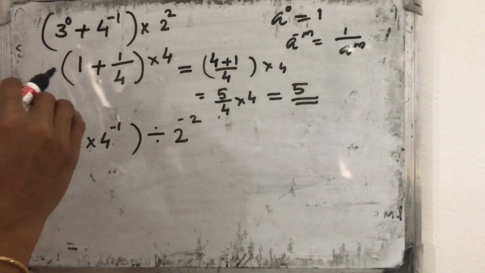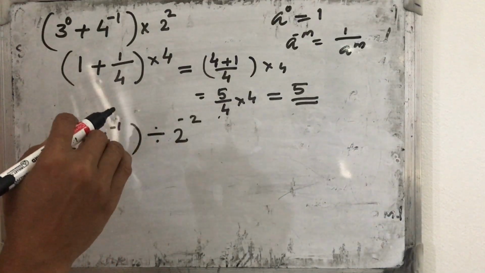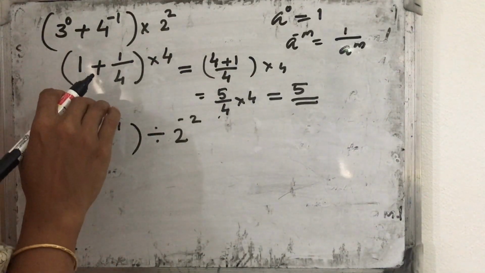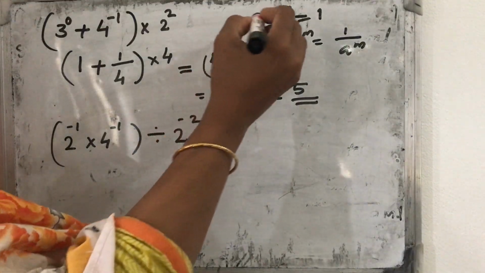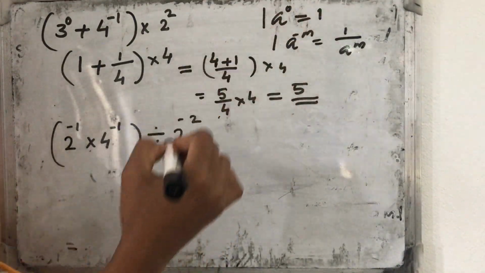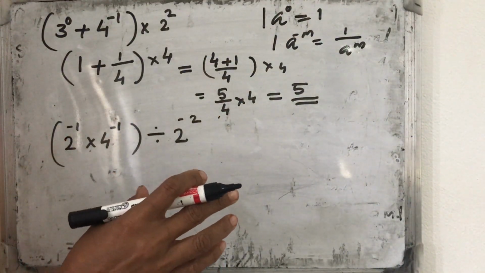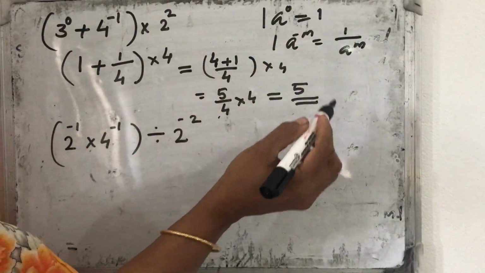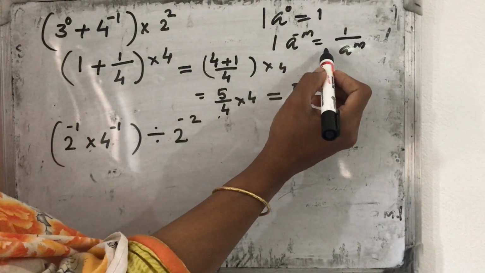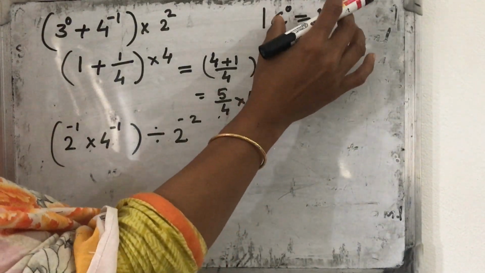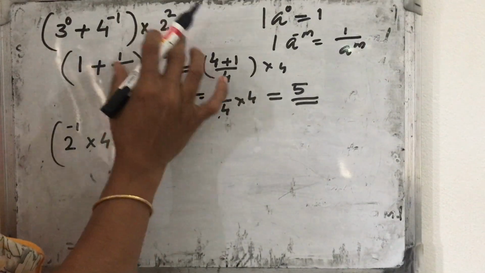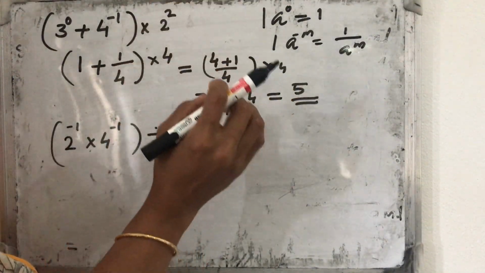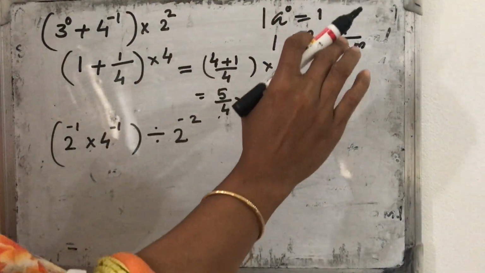So in all this type of questions where we want to find the value, we convert using standard laws, the laws of exponents. Here two laws we used. One law is a raised to 0 is equal to 1 and another law is a raised to minus m equal to 1 by a raised to m. Using these two laws we can find out the value as 5. Which laws we are using, you want to write on the right side.